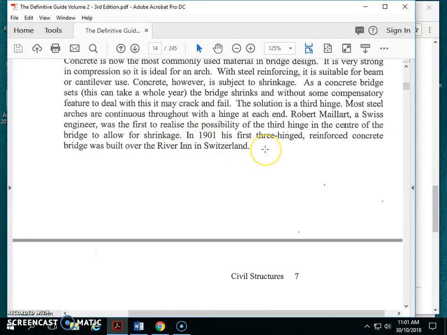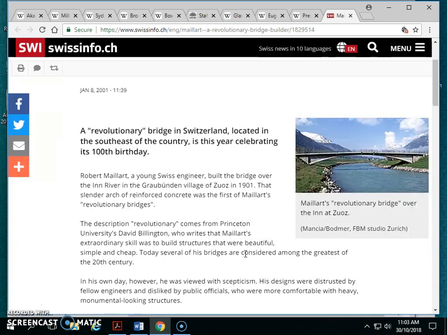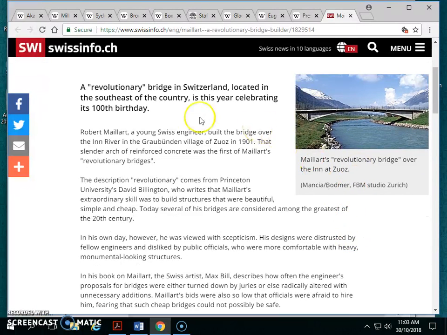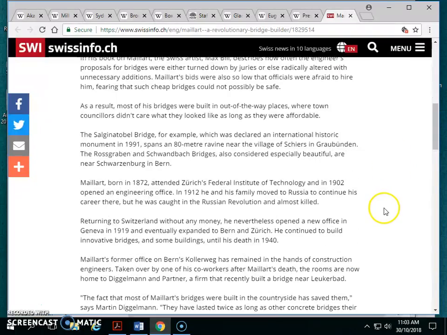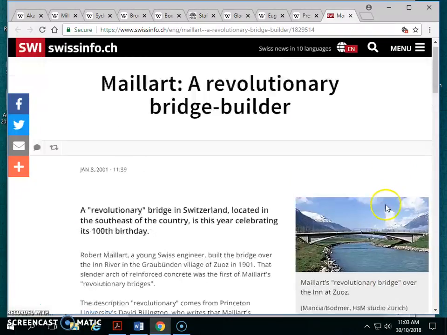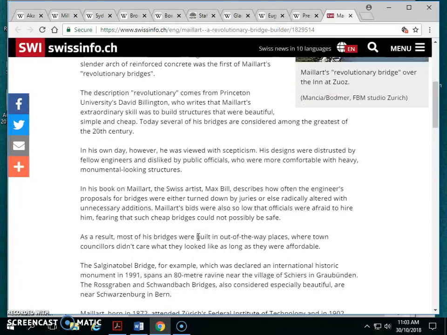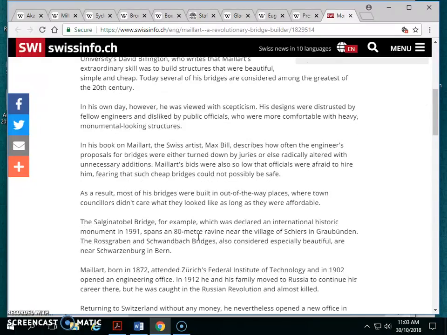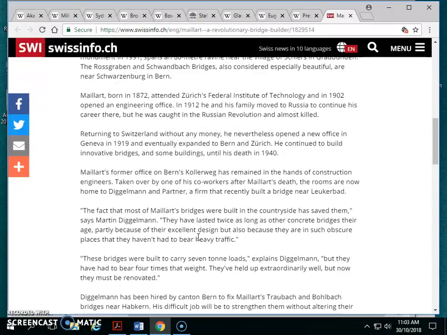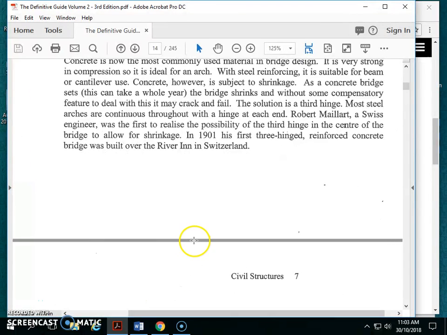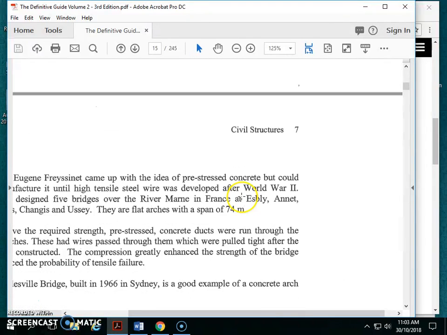In 1901, a reinforced concrete bridge was built over the River Inn in Switzerland. I'm going to go with Meyer, and I'm going to take a guess at the pronunciation there. He was the Swiss engineer who built this bridge over the River Inn, and it's over 100 years old. I'm not going to go through any of that detail. It's enough to say that it was a reinforced concrete bridge. Oh yeah, 1901. There we go.